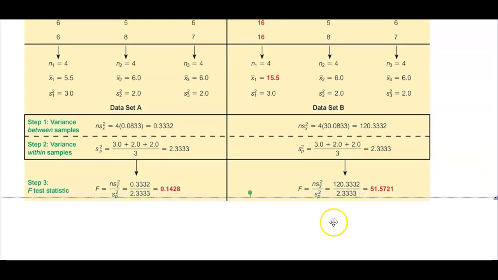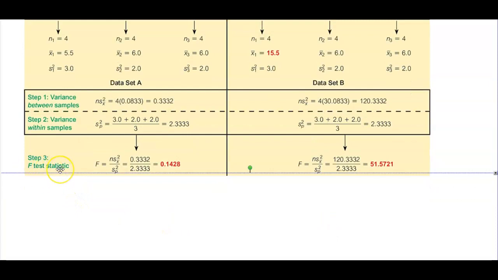Okay, now in step 3, in order to find the F test statistic, we would take the variance between the samples, which we got, which is 3.333, and then divide it by the variance within the samples, which is 2.3333, which should then give us the value of 1.4286.